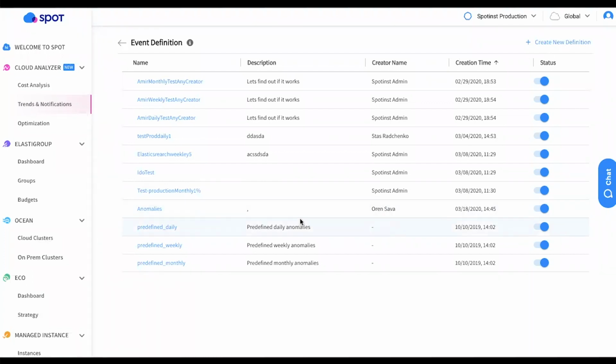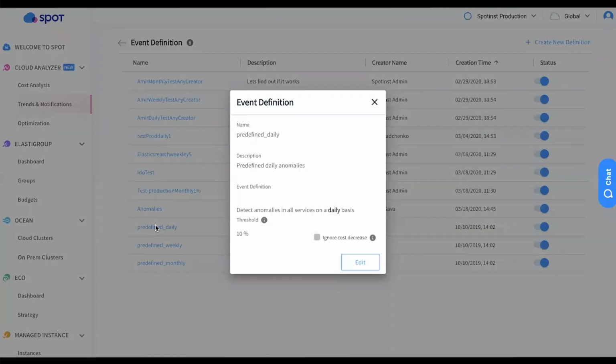So we do have predefined anomalies, or events. There are three of those. These are all based on all services, on daily, weekly, and monthly anomalies. We'll be providing those out of the box. But even for those, you can go ahead and edit them to suit exactly what you consider to be an anomaly or not.